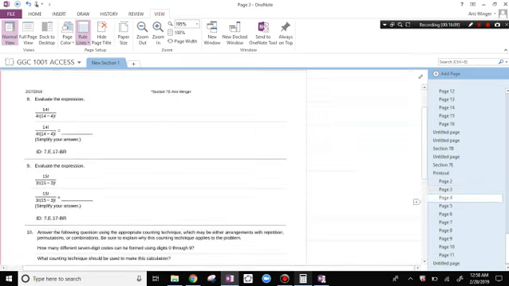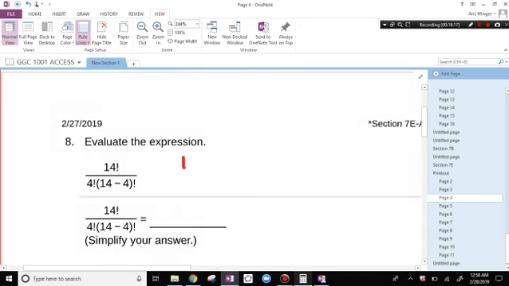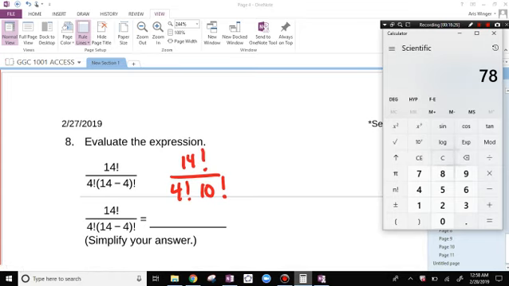Calculator. Similar thing here, 14 factorial all over 4 factorial, and then 14 minus 4 is 10, so this is just 10 factorial. We'll do that. So then 14 factorial divided by 10 factorial equals, and then divided by 4 factorial equals 1001.